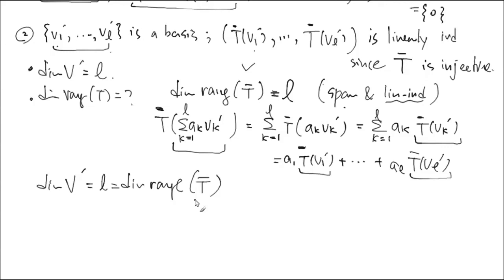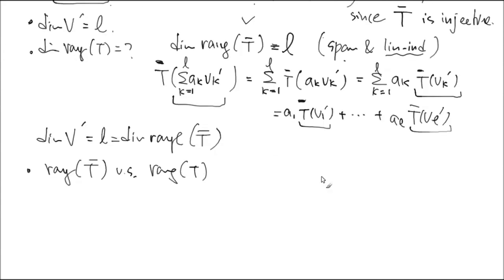Let's compare the third one. The range of T bar, not the dimension, versus the range of T. We're going to compare these two things. The fact is that these two things don't have the same dimension, but it's actually the same space. Okay? All right.